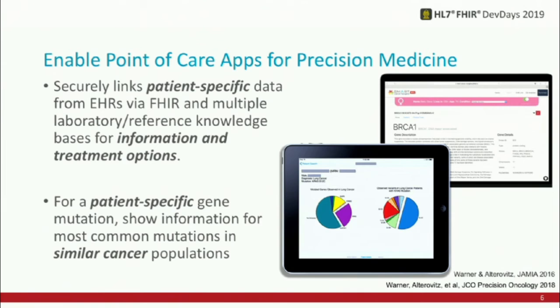And then the other app there is the Precision Cancer Medicine app, which was to show patient variations versus a population from a statistical standpoint, how they're different or similar to others who have similar cancer stories.